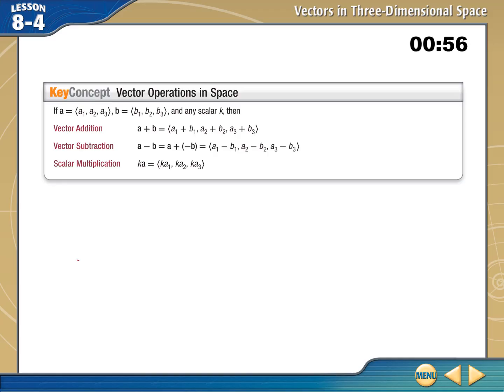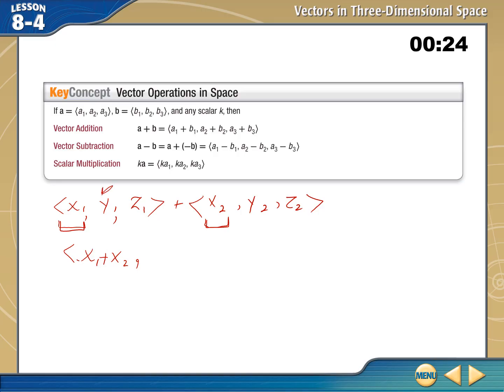Remember that if two vectors are given, for example, we have vector 1 with the components x1, y1 and z1, and another vector with the components x2, y2 and z2, and you have to add them. In order to add them, the x component of the first vector will be added with the x component of the second vector. So you will get x1 plus x2. Similarly, the y component of the first vector will be added with the y component of the second vector, which means y1 plus y2.